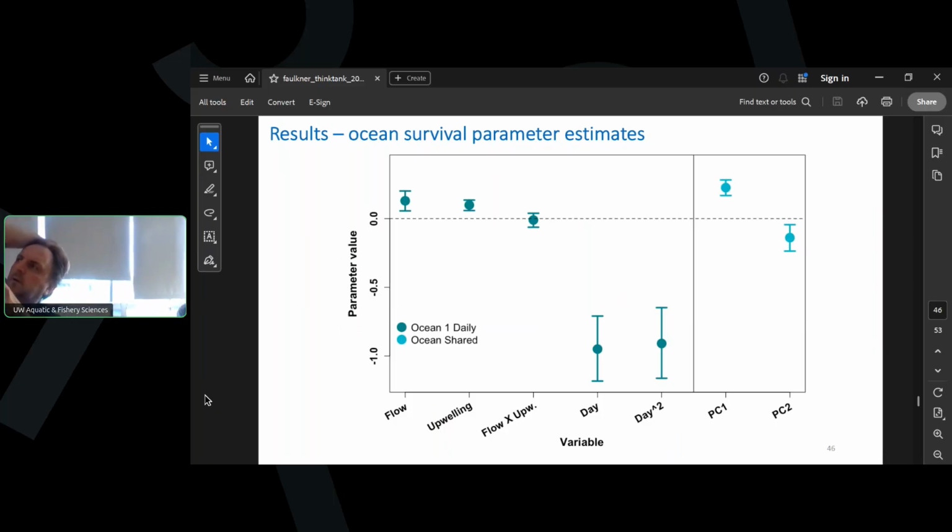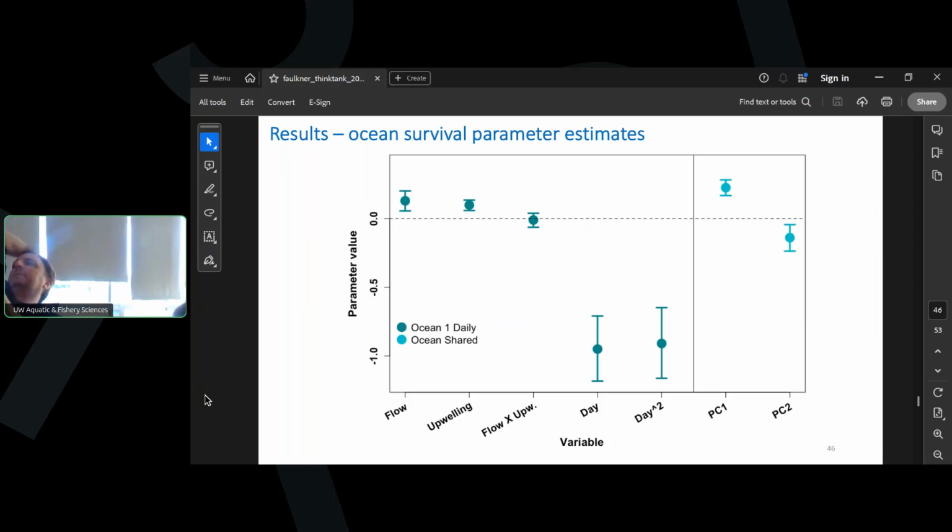These are the estimated parameters for ocean survival, and they're shared for the first year. The blue ones are shared for the first year and the other years, and then the green ones are just informing first year ocean survival. So you can see the flow and the upwelling, their significant flow by upwelling was not, and then day and day squared are really driving this relationship.